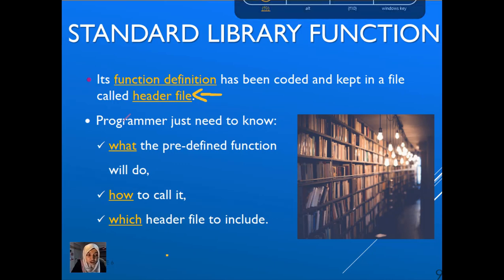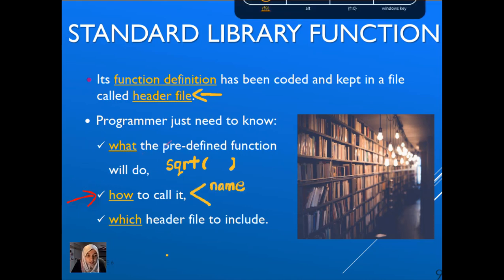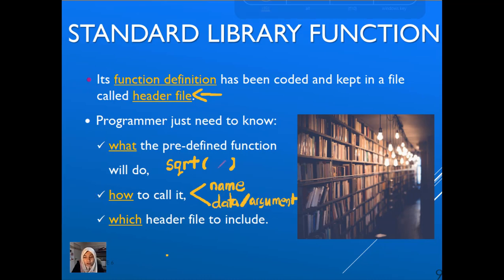Before you can use a function, you need to know what the function does. For example, function square root would calculate the square root of a number. You also need to know how to call the function. To do this, basically, you need the name of the function, and you also need to write the data that you want to pass to the function, and we call these arguments. So if I write square root 25, it means I give the data 25 to the function square root. 25 is the argument that I pass to the function square root.